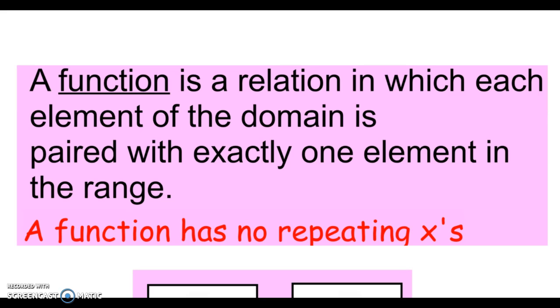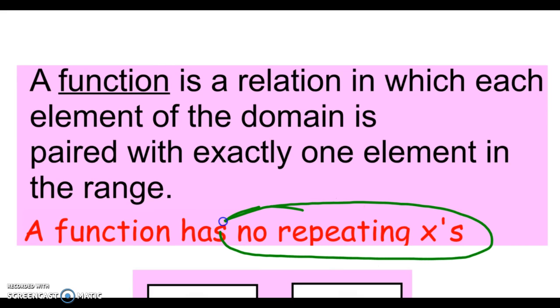So a special kind of relation is a function. A function is a whole bunch of ordered pairs put together, and when you look at them, you see that you have no repeating x values in any of the points.